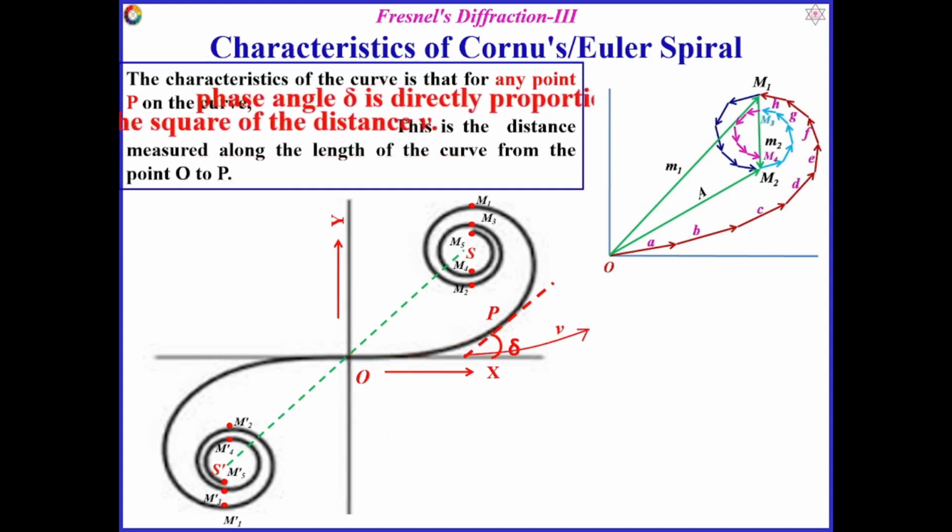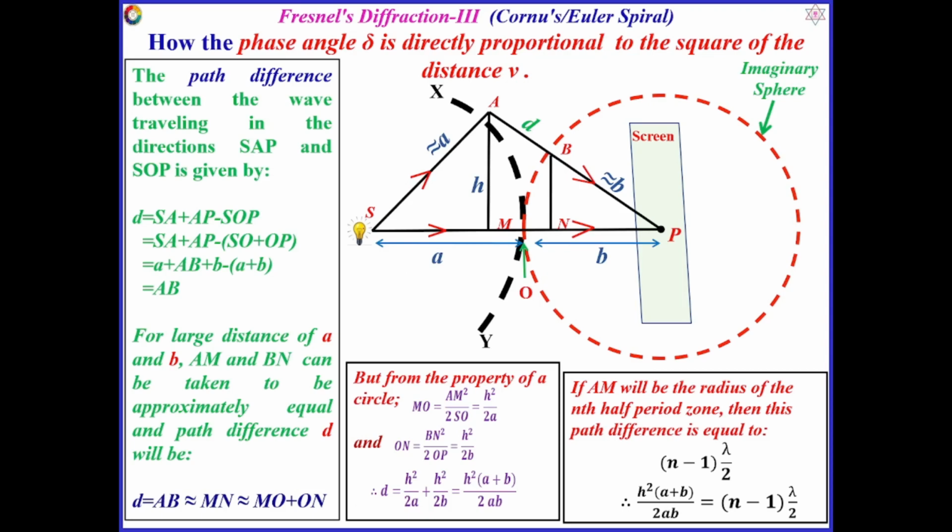Here I have highlighted these two lines. Now we are going to prove how this phase angle delta is proportional to the square of the distance v. We are going to prove that first, and then Fresnel's integral will automatically be found at the end of the discussion.